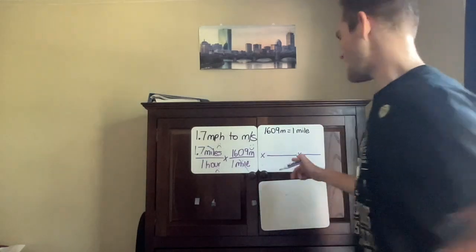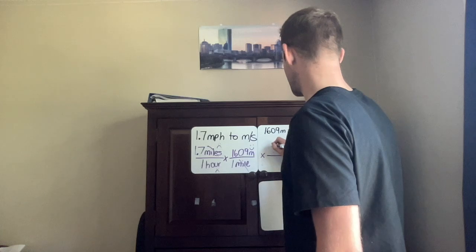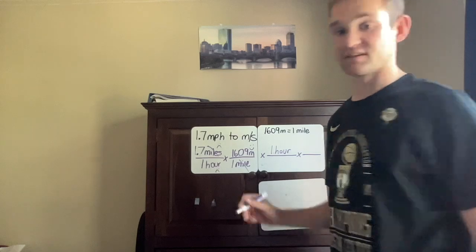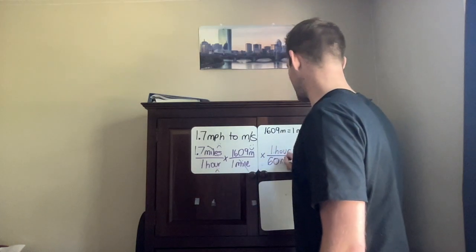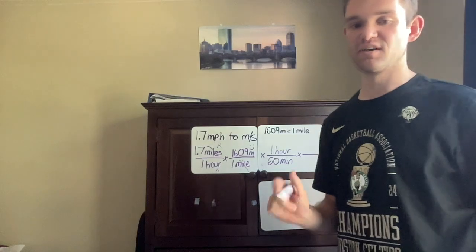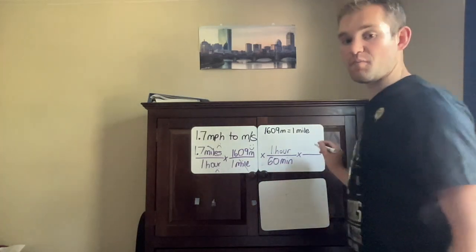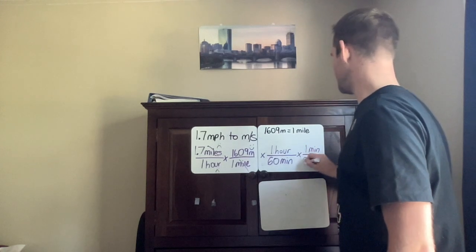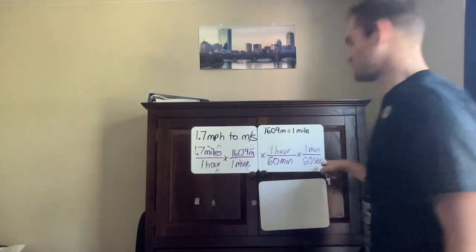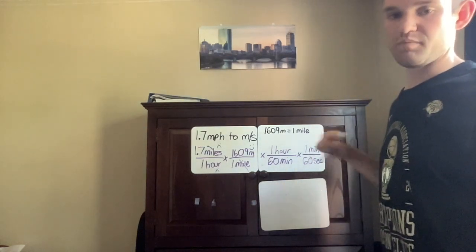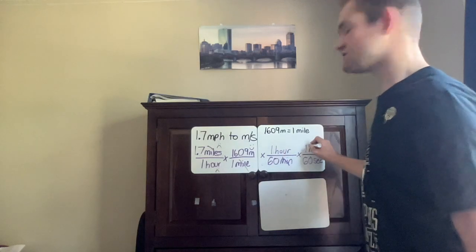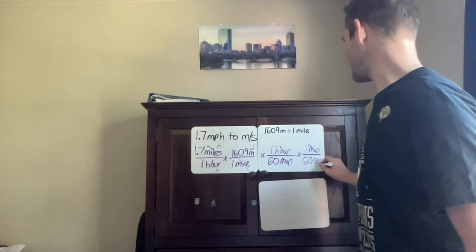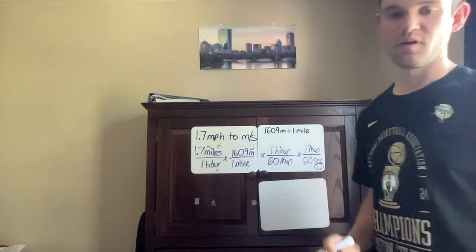So here we go. I can do 1 hour up top, and for every 1 hour, I have 60 minutes. You also technically have 3,600 seconds, but we prefer it's done this way. We also know that there are 60 seconds in 1 minute. So 60 seconds on the bottom, 1 minute on the top. And what that does is it cancels out minutes, hours are gone, miles are gone, and now we have seconds on the bottom where it should be.